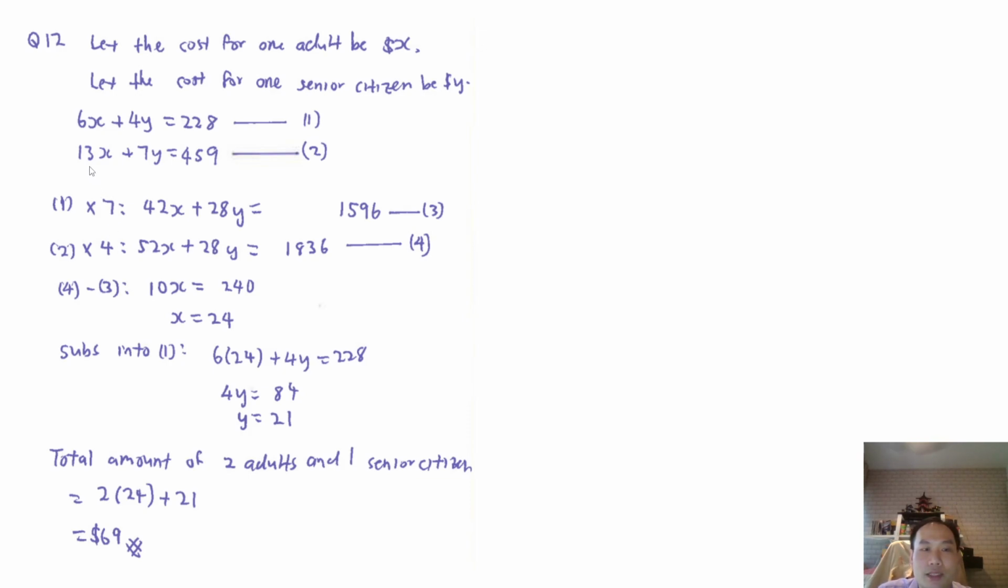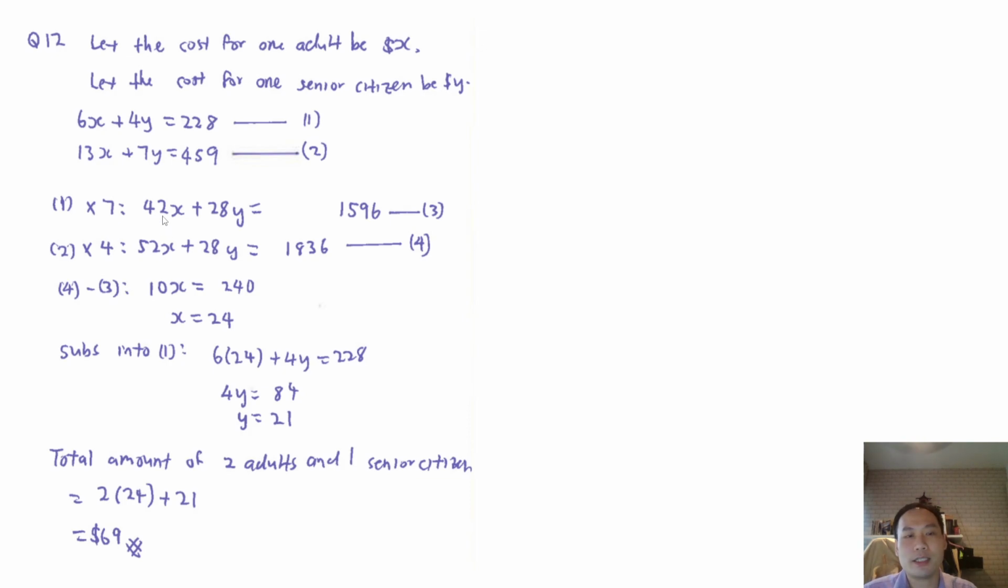So 4 times 13x gives us 52x. 4 times 7y, 28y. 4 times 459, 1836. Let's call this equation 4. Now equation 3 and equation 4 both have 28y over there. So if we take one equation minus the other equation, y will be eliminated, right? So we're going to take equation 4 minus equation 3.